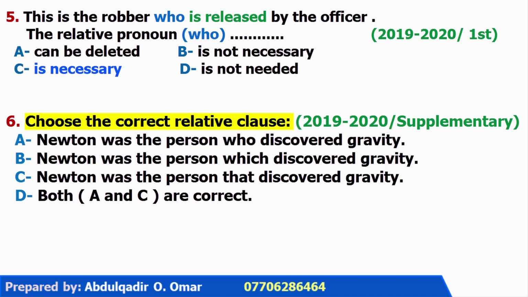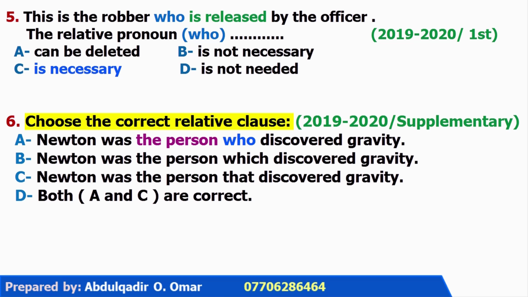Option A. Newton was the person who discovered gravity. Is there an agreement between the word person and who? Yes. So there is an agreement between the word person and who.